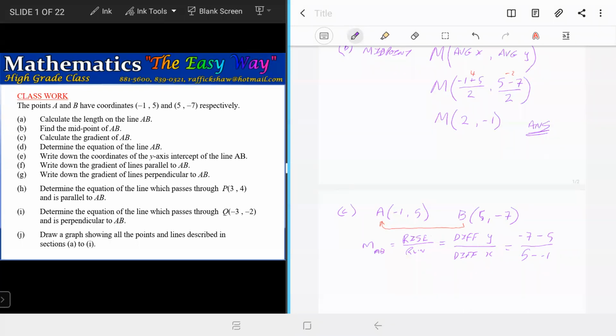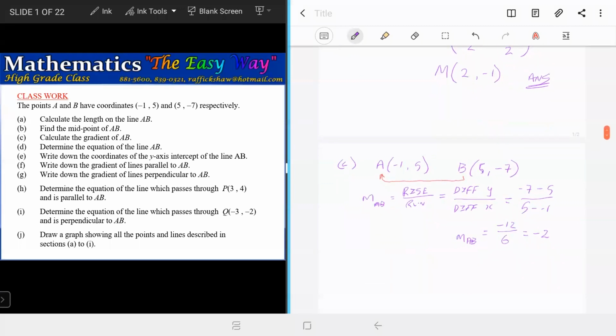All right. And so the gradient of AB works down to be negative 7 minus 5, which is negative 12. This minus minus becomes a plus, so that's really 5 plus 1, which is 6. And then negative 12 divided by 6 is equal to negative 2. And that's it, negative 2. All right?